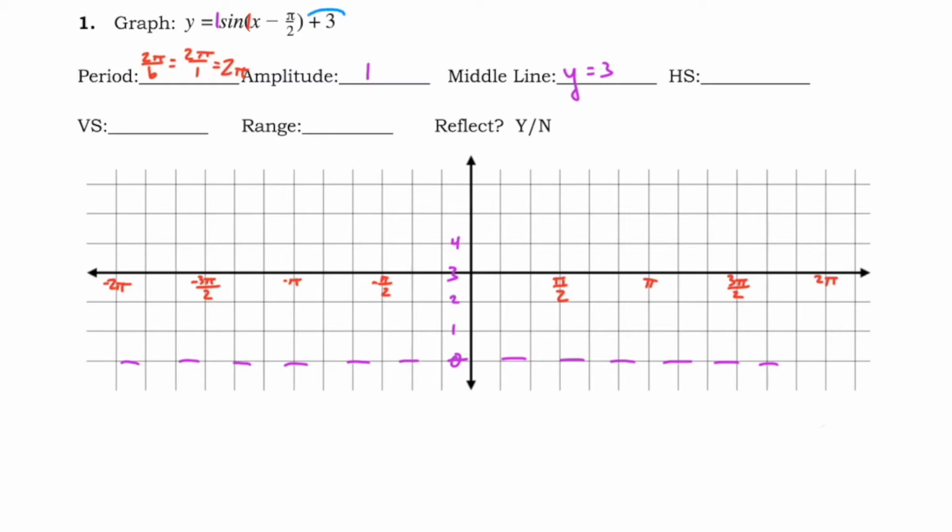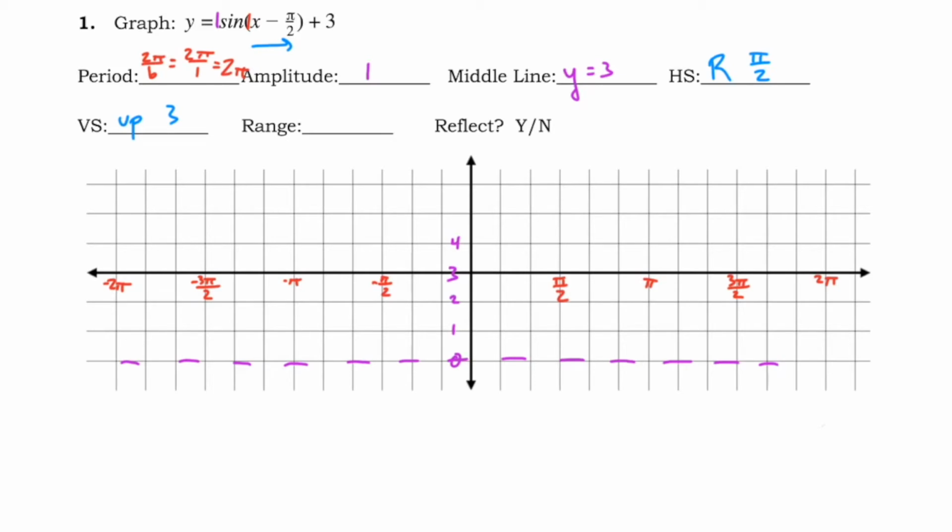Now this graph was not only shifted up 3, but also right pi over 2. So remember that the inside of the function works the opposite. Since it's minus, you'd think that would mean go to the left, but it actually means go to the right. So hs is horizontal shift, and I'm going to write right pi over 2. And vs is vertical shift, and I'm going to write up 3. I'll leave the rest of these questions for after we graph it.